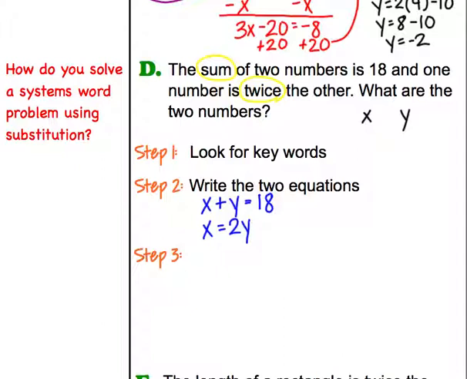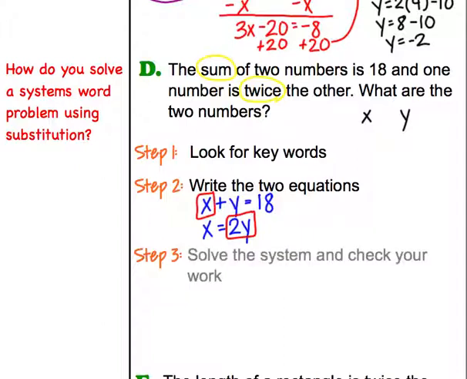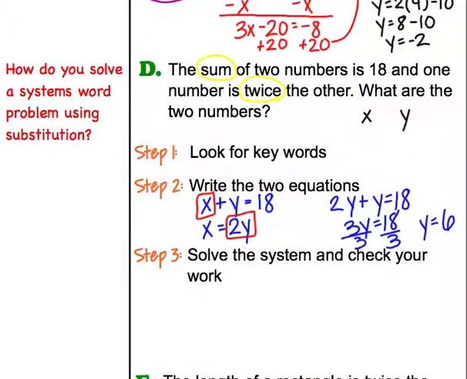Now, when I look at this problem, what I see is that we have an x solved for, so I'm boxing in the 2y, and then I'm also boxing in x because that's what is also equal. Because our next step is going to be to solve the system and check our work. So now, in place of x, I'm going to put 2y, so I get 2y plus y is equal to 18. 2y plus y is 3y, 3y equal to 18. Divide both by 3, and we get y is equal to 6.